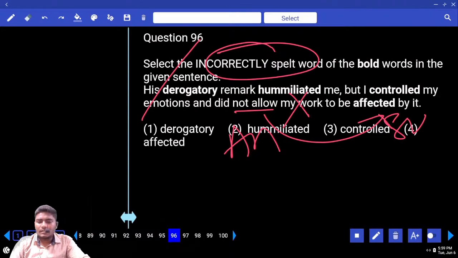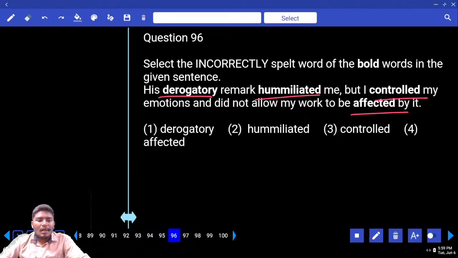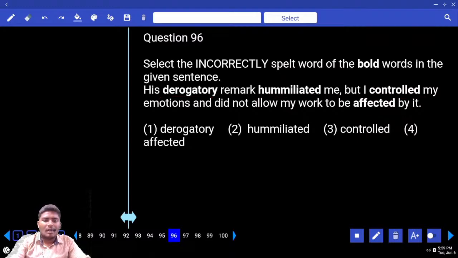Move to 96. 4 words are given. Out of the 4 words, 1 word is wrongly spelled. Derogatory, humiliated, controlled, affected. Tell me the answer. Humiliated. What is the correct spelling? Just eliminate 1 M. This is one of the important types of questions given in the examinations, in the spellings. Where you actually need a single letter, he gives a double letter. When you need a double letter, he gives a single letter.